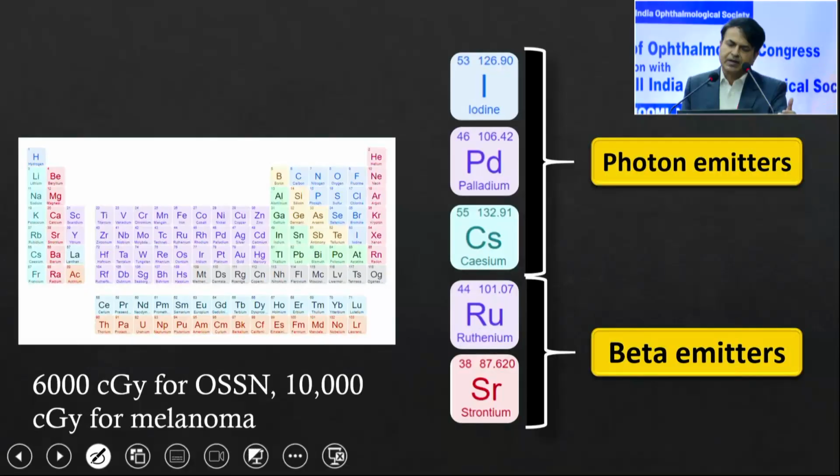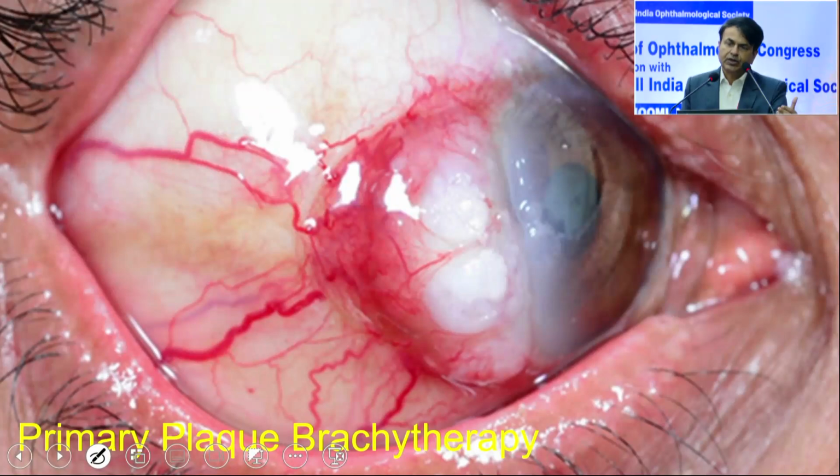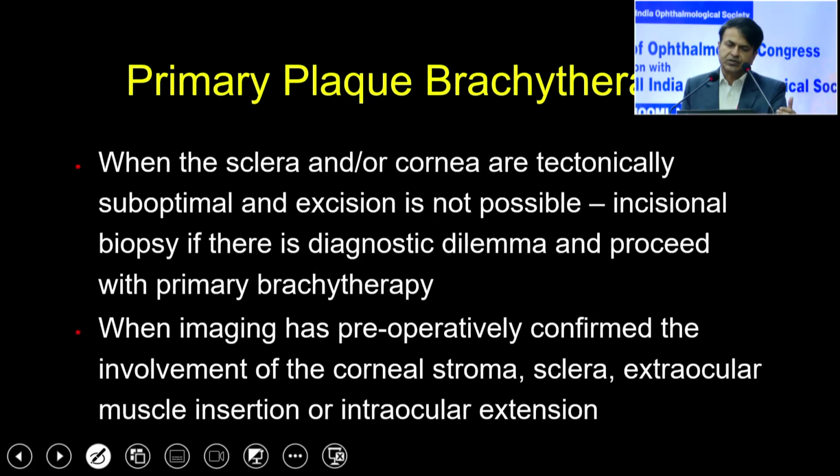Now we have plaque brachytherapy. We use ruthenium, which is a beta emitter. There are two variations of plaque brachytherapy. One is called primary plaque brachytherapy. That means you do it without doing surgical excision or at the time of surgical excision.